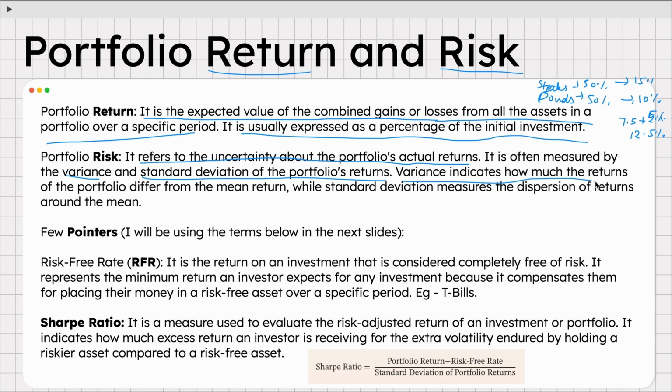Variance indicates how much the returns of the portfolio differ from the mean return, while standard deviation measures the dispersion of returns around the mean. Basically, it's about the dispersion from the mean. Got it? So yeah, that's about risk and return.